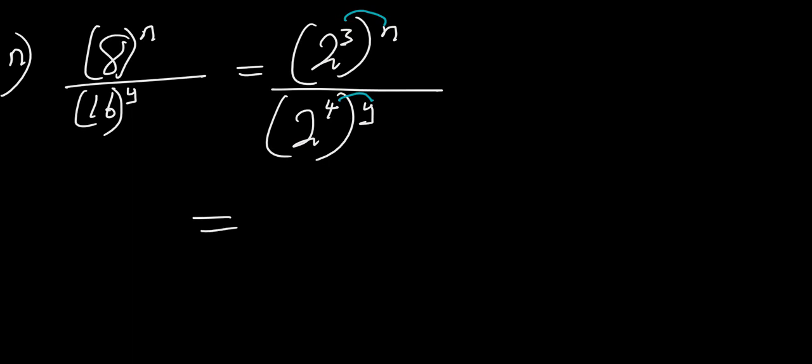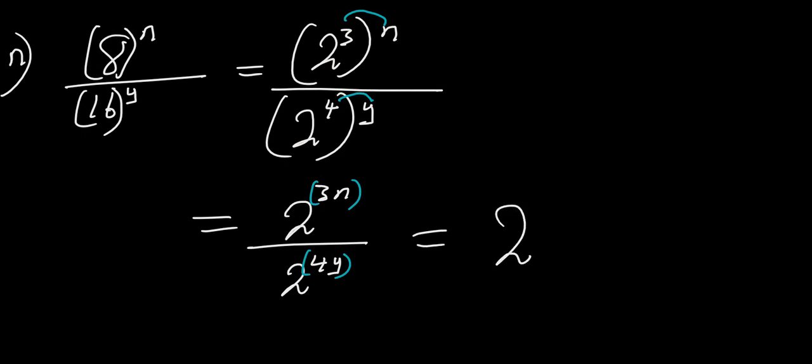So when we do that, this becomes 2 exponent 3 times n is 3n, so we have 3n over 4 times y, 4y, so 2 exponent 4y. So at this point, we have to subtract, because we are dividing, the exponent of the denominator from the exponent of the numerator. So we keep the base, which is 2. Now we subtract the exponent of the denominator from the exponent of the numerator, which is 3n minus 4y. So this is the final answer to this question.